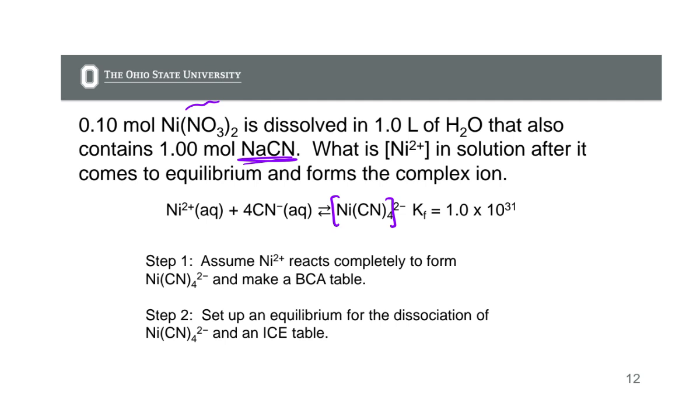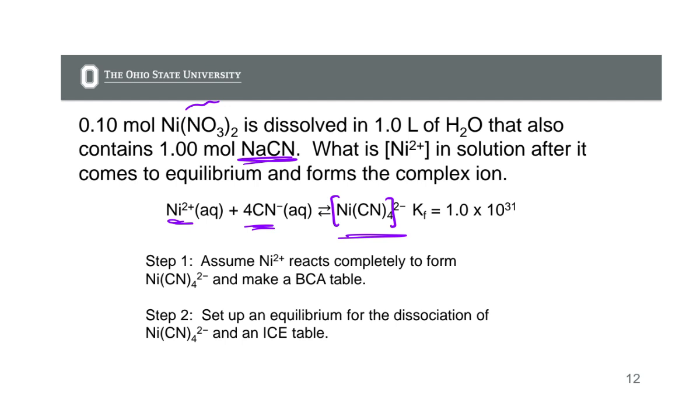So we're going to do this in 2 steps. And I do think this is slightly different than what your textbook does, but I think this is a little bit more clear. I think they're doing the same thing, they just don't explain it this way. So the first thing we're going to do is assume that all the nickel reacts completely with however much CN- and forms as much complex ion as possible. Okay, so we're going to assume that the reaction goes to completion.